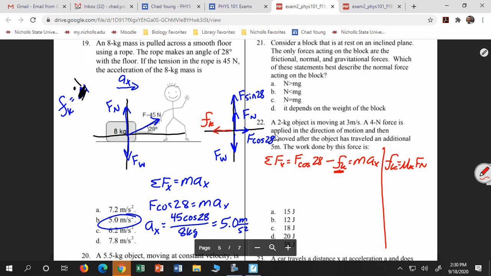Let me show you. So if I do the sum of the forces in the y direction, I'm going to do it over here on the side. Sum of the forces in the y direction. Can y'all see that? Bailey, can you see it?